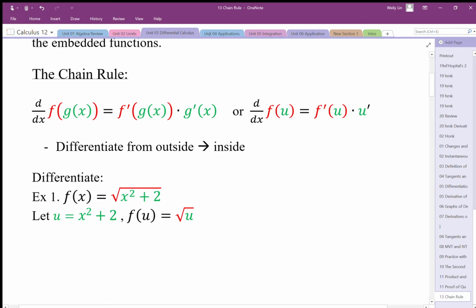So here I've identified my inside function. My inside function is this x squared plus 2. The outside function is the square root. So if we describe this outside function, it's the square root function, and the inside function is our quadratic function. So it looks like that.